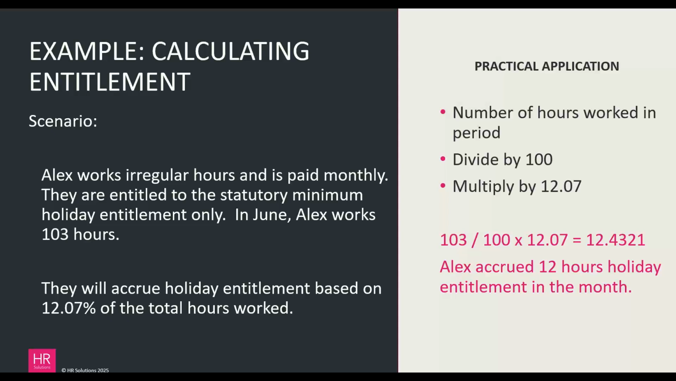And what you can see here is you simply take the number of hours that they worked in the month and the pay period. So in June they worked 103, divided by 100 and times it by your 12.07. So that's telling you that Alex accrued 12.4321 hours of holiday in June. So you've got your entitlement. You then need to think about what that equates to in pay. That's quite straightforward, applying the 12.07%. You just need to know the number of hours that they worked in that pay period.